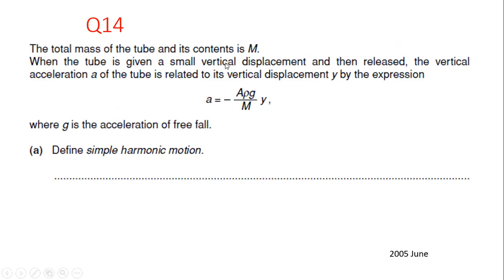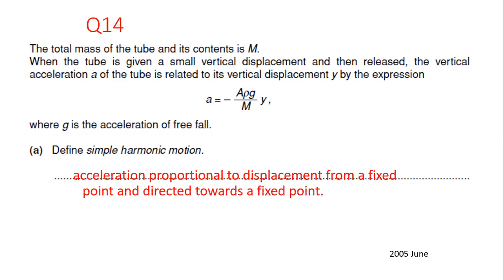When the tube is given a small vertical displacement and then released, the vertical acceleration of the tube is related to the vertical displacement y by the expression. They have given it to you, they didn't ask you to derive it, where g is the acceleration of free fall. Then, as usual, they will ask you to define simple harmonic motion first: acceleration is proportional to displacement from a fixed point and directed towards the fixed point.